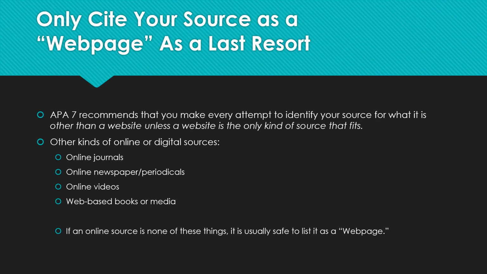Okay, so here the important takeaway is that online sources can come in all different kinds of sources that are not necessarily websites. So it's best to try to identify what your source is and cite only as a web page as a last resort. Online sources can be journals, newspapers, or periodicals, videos, and web-based books or media. It may take a little extra digging and closer examination to figure out exactly what a source is, but your professor is looking for that detail and specificity.